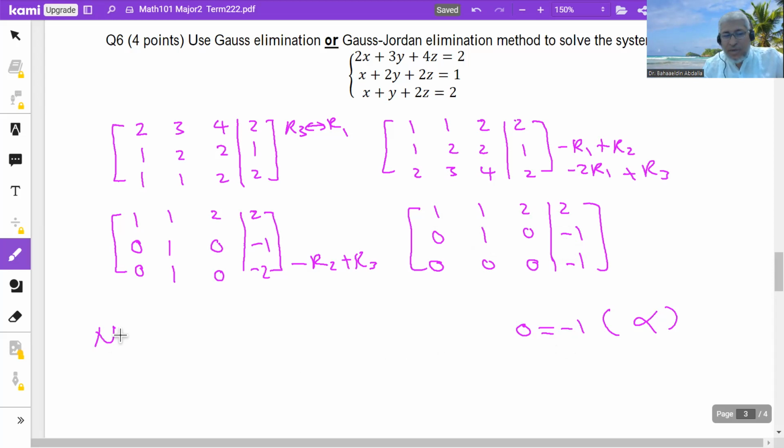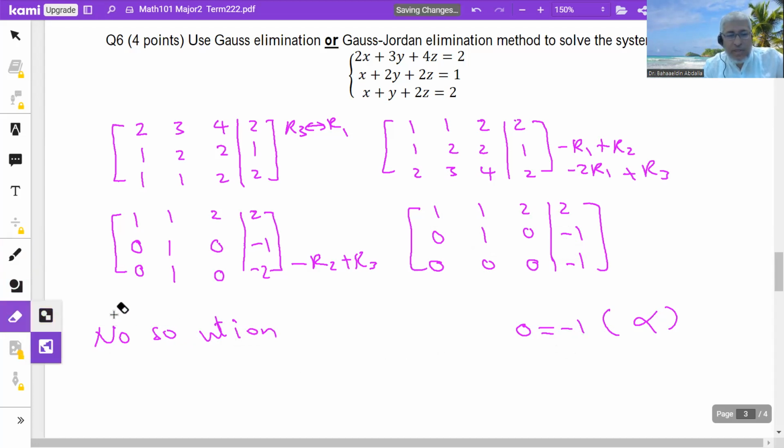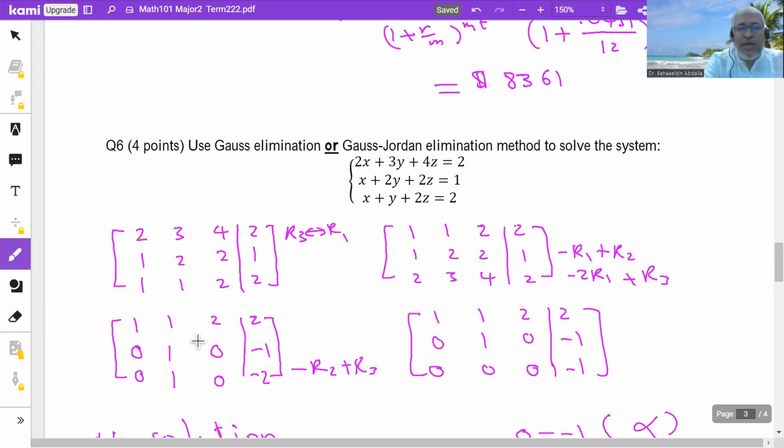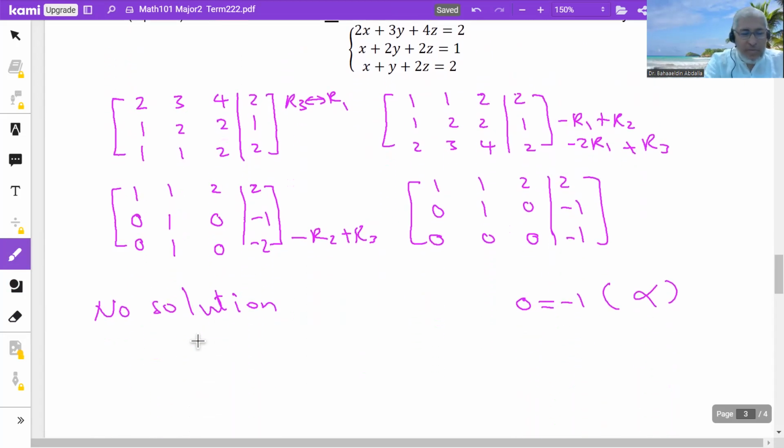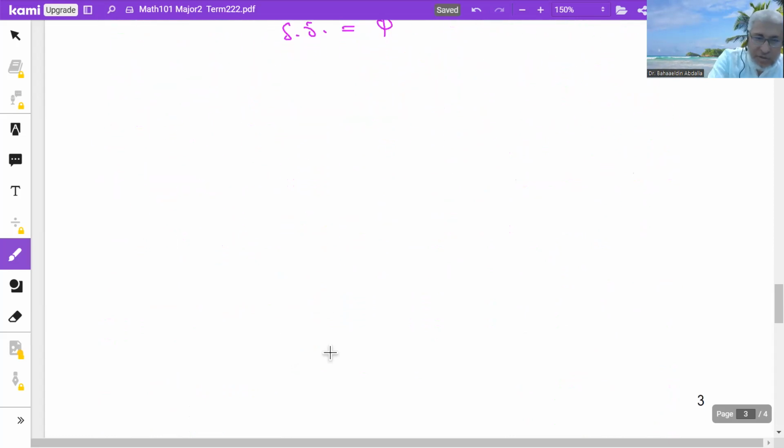So this system has no solution, or it is inconsistent. We can say the system is inconsistent. What did he say? To solve the system. So the system has no solution, okay? You can say that the solution set is empty, or you can say the system is inconsistent.